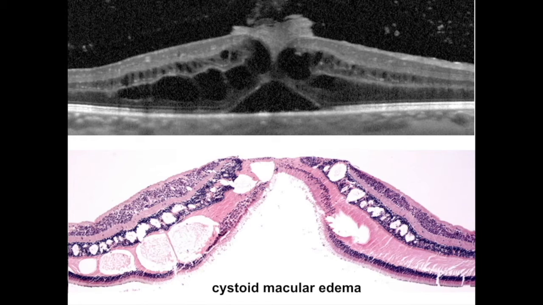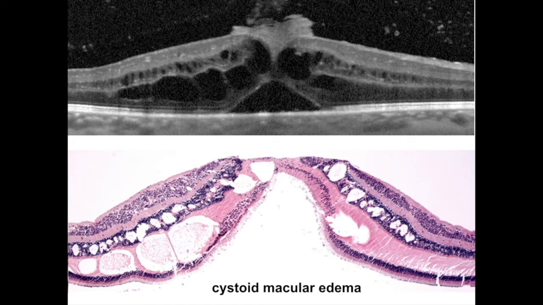Here's an example where we have a direct correlation between OCT above and histopathology below. This was a fairly young African-American man that had a very large RPE tumor out in the retinal periphery. Now, peripheral tumors can cause cystoid macular edema. It's one of the rare presenting manifestations of a peripheral tumor.